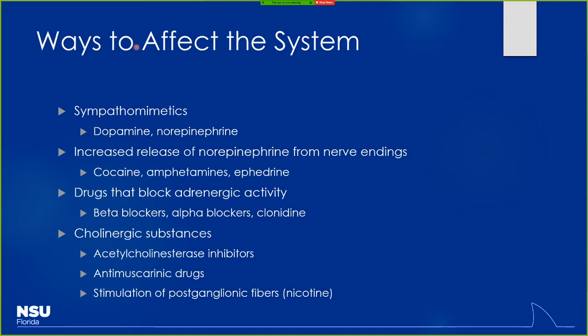So again, ways that we can affect the system. I'll give you more specific examples of how we can directly affect this. We can give drugs that mimic the effects of the sympathetic nervous system. These are called sympathomimetics, right? So these are going to be things that directly activate beta receptors and alpha receptors, like dopamine and norepi. These ones are pretty easy to remember because we produce them ourselves, right?